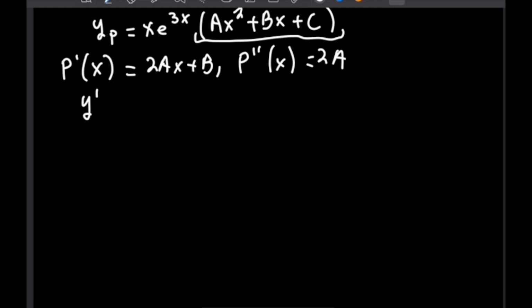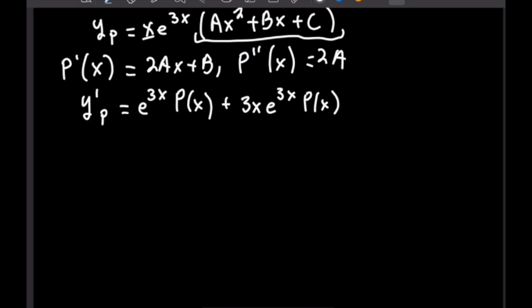So we have y prime of p is going to equal, we're going to have to use the product rule a bunch of times here. So let's start with the first part. The derivative with respect to the very first term, which is our x, is going to be 1 times the rest. So we'll just have e to the 3x times p of x. Then the derivative of the second part is going to be the derivative of e to the 3x. So we'll have 3x times e to the 3x times p of x. And lastly, we'll take the derivative of the third part, which is just our p of x, and we'll have plus x e to the 3x times p prime of x.